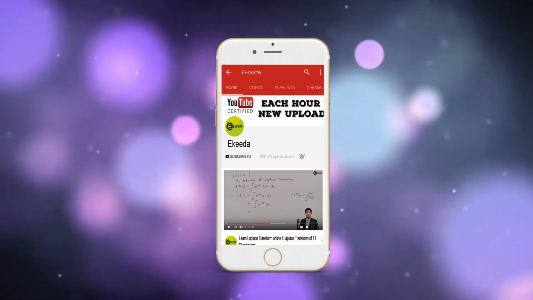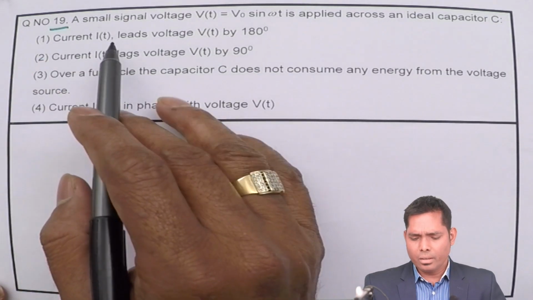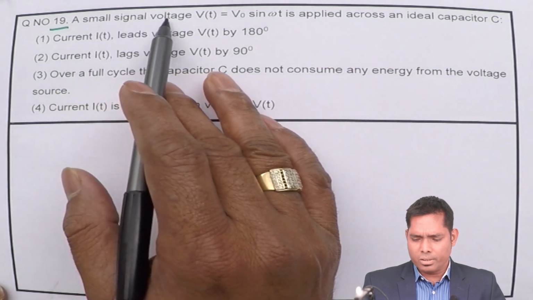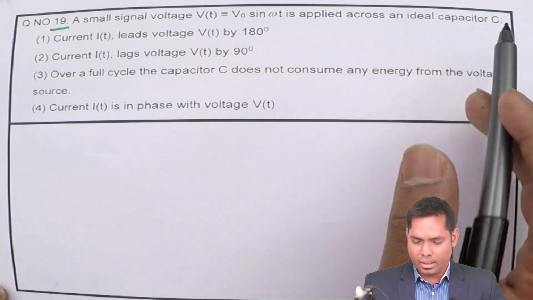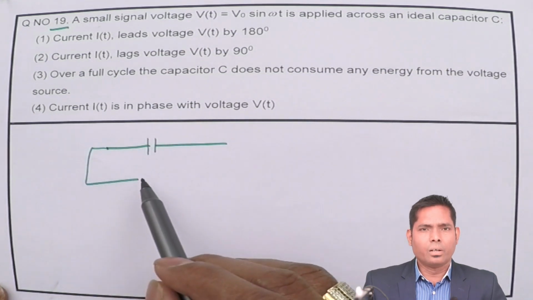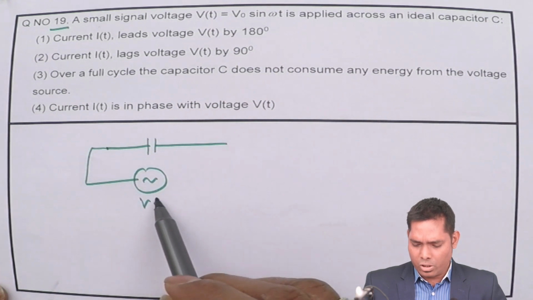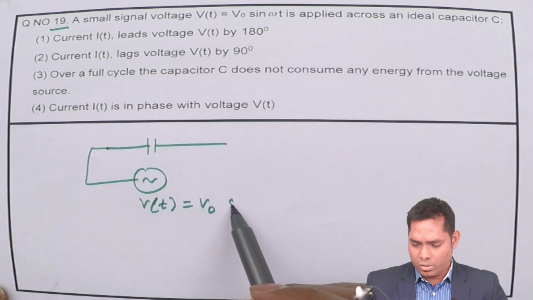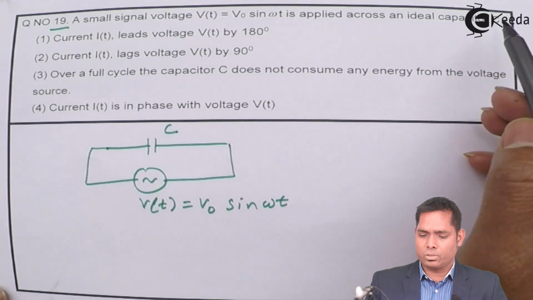Hello students, let us solve question number 19, 2016 NEET physics paper. A small signal voltage Vt equals V0 sin omega t is applied across an ideal capacitor. This is a capacitor of capacitance C, and an alternating voltage Vt equal to V0 sin omega t is applied across it.